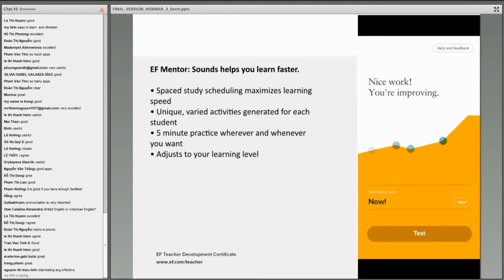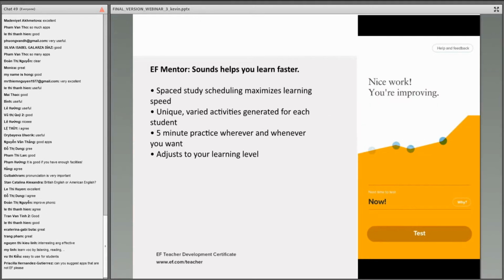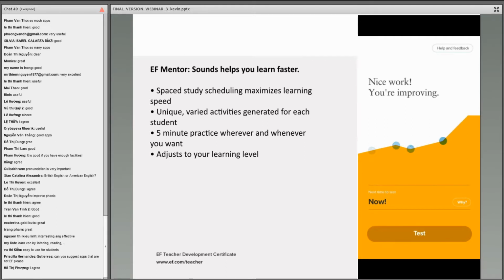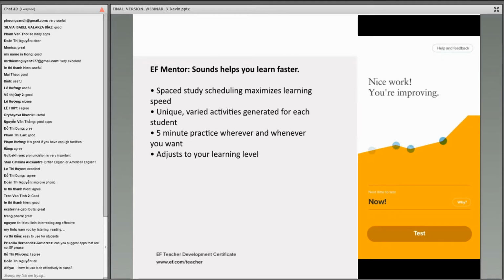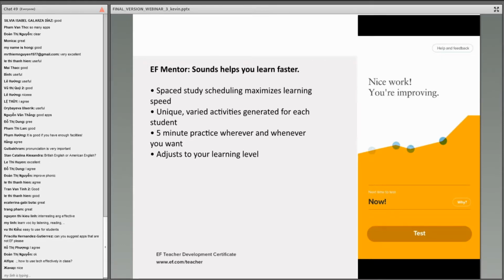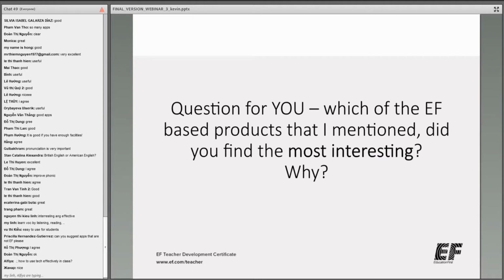So as I said, these two tools, EF Mentor Words and EF Mentor Sounds, are EF tools. You need to be an EF student to be able to access these. As I said, you can also take ideas from this and use it with your students, but I just want to make it clear that it is for EF students only.